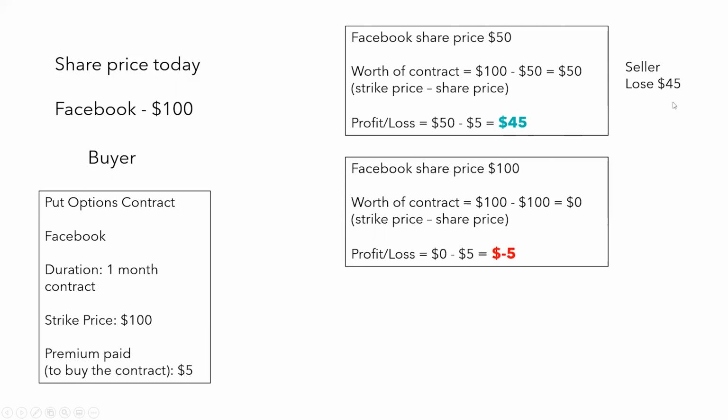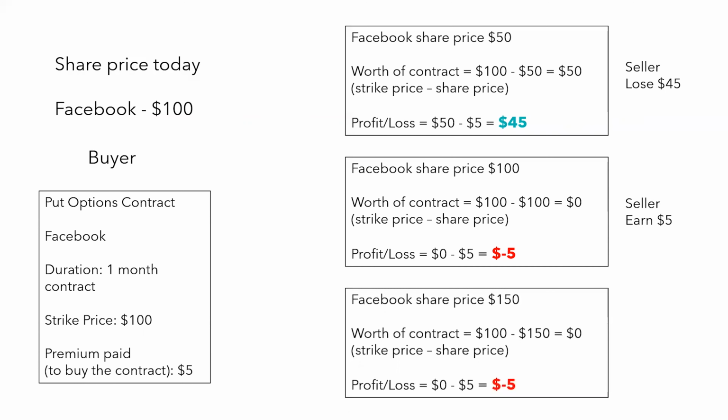Now, if the share price of Facebook stays at $100, it means there's no change. What's the worth of your contract? You take the strike price of $100 minus the share price of $100 as of expiry. The worth of the contract is $0. Because of that, your profit and loss is negative $5. Why is it so? You just lose the premium that you paid for the contract if you're a buyer. On the other hand, the seller will earn $5 immediately.